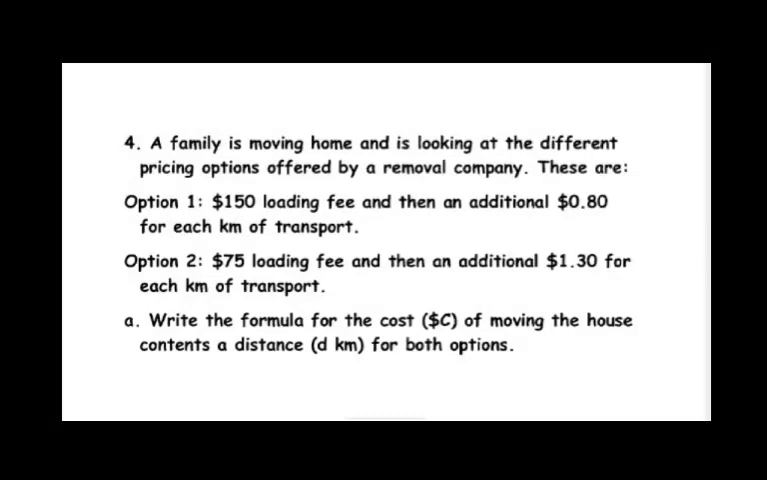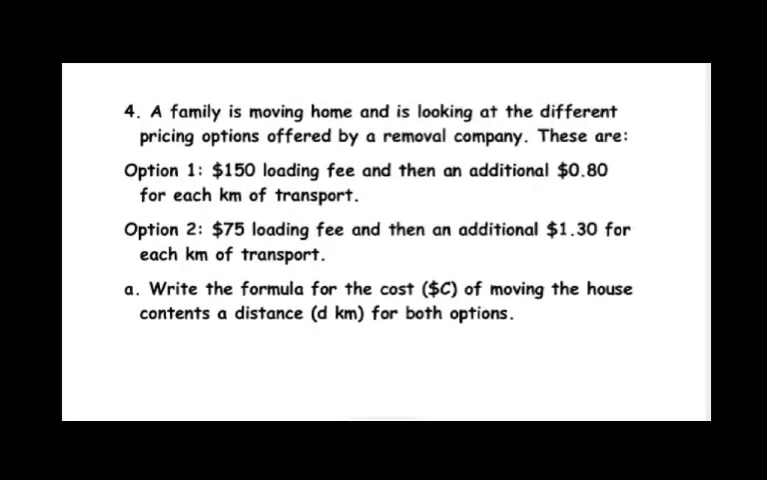Our fourth question says, a family is moving home and is looking at the different pricing options offered by a removal company. These are option 1, $150 loading fees and then an additional $0.80 for each kilometer of transport. Option 2 is $75 loading fees and then an additional $1.30 for each kilometer of transport. Write the formula for the cost C of moving the house, containing a distance D, for both options.